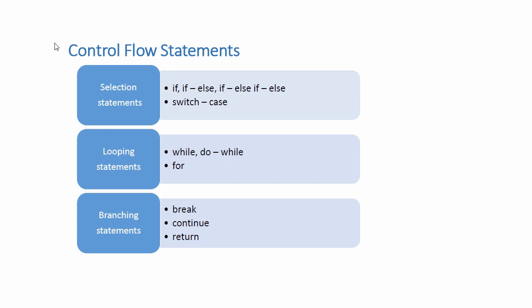Hey guys, welcome back. I'm going to cover the last topic of this section, branching statements. Branching statements allow us to redirect the flow of program execution. There are three branching statements in Java: break, continue, and return. In this lecture, I will cover the break statement. Continue and return will be covered in the next lecture.